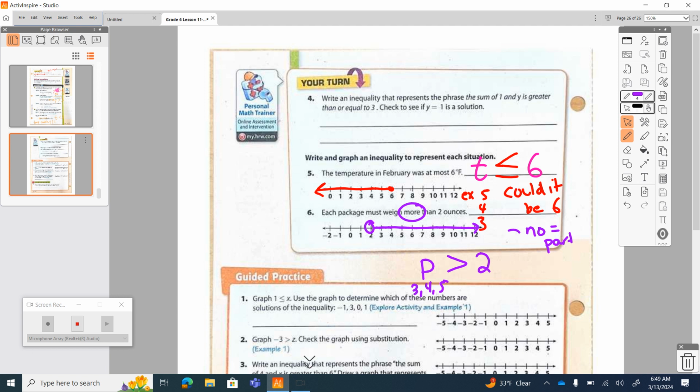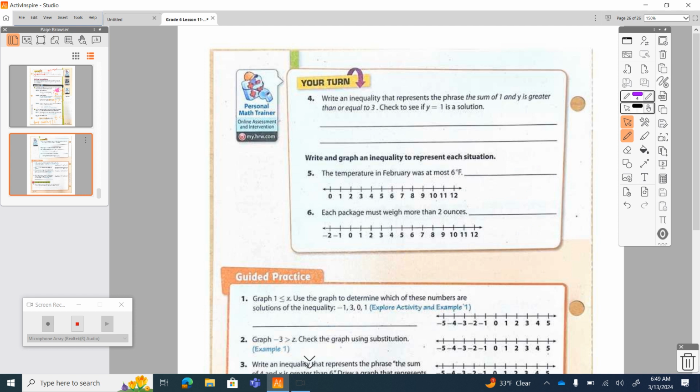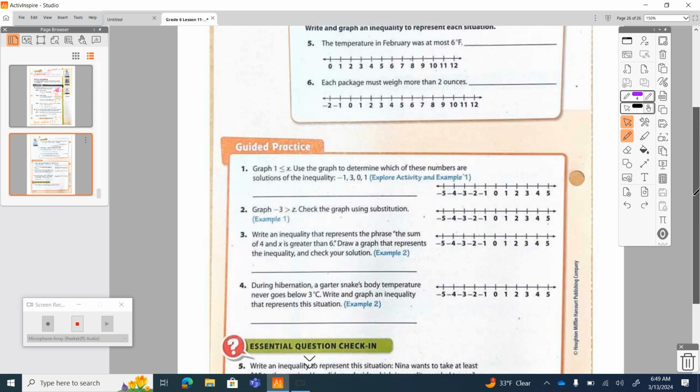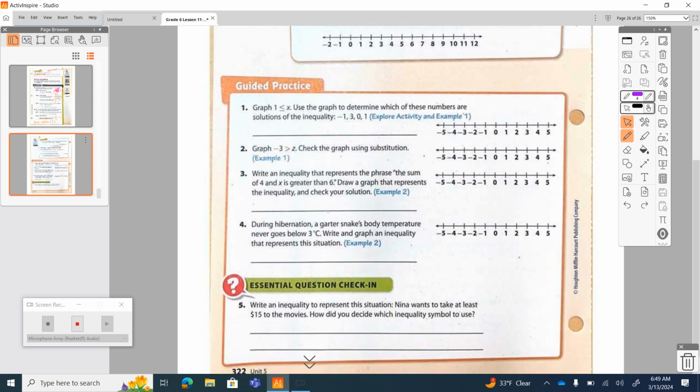So now is where your teacher or you, if you're watching this at home, can pause the video and then work on these guided practice questions and then rewatch them. Turn the video back on and check your answers. So I'm going to go through this.